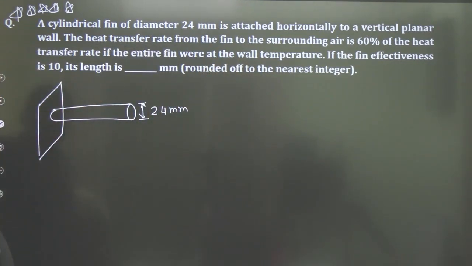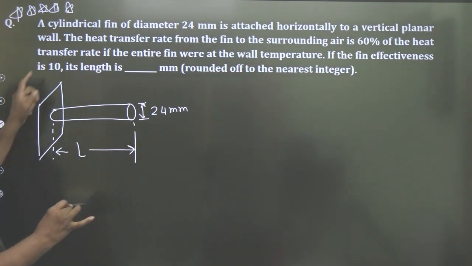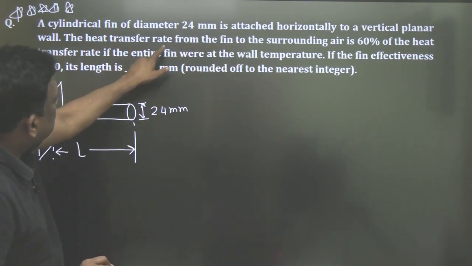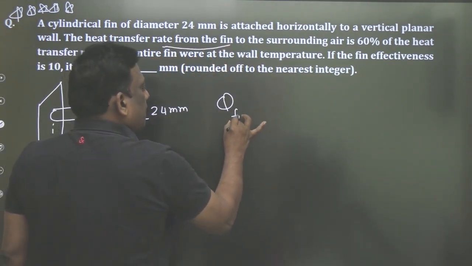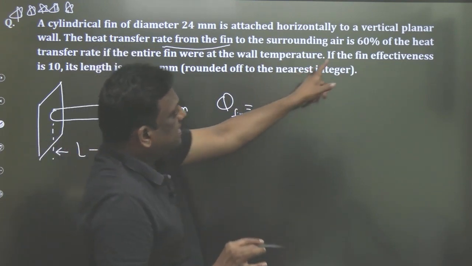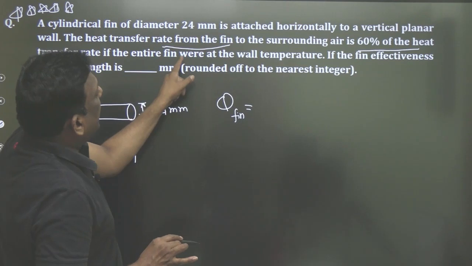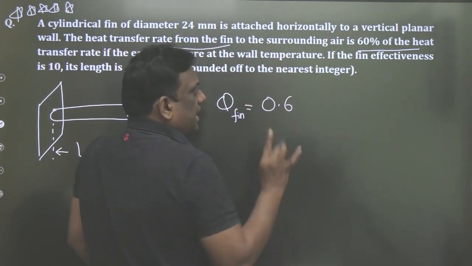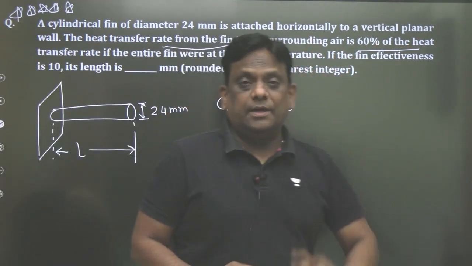And the length is not given, I think. What is the length given? It is not given. In fact, that is to be calculated. A cylindrical fin of diameter is attached horizontally. The heat transfer from the fin is, listen carefully, 60% of the heat transfer if the entire fin were at the wall temperature. It is 60%. Look carefully.